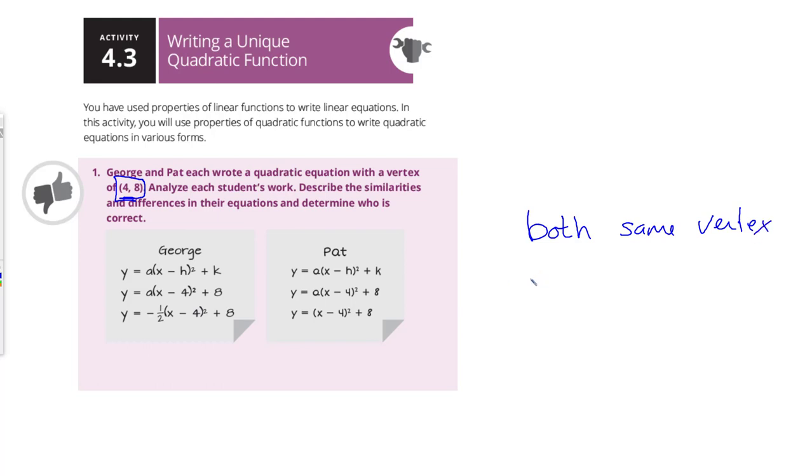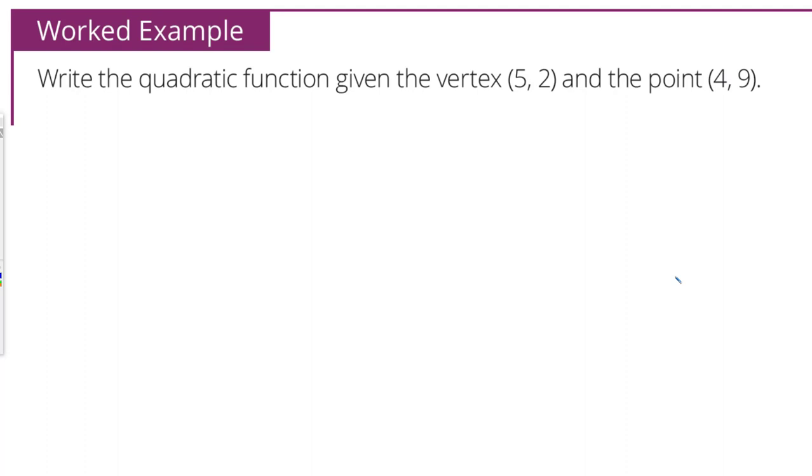They have different A's, and so they're not going to graph the exact same thing. So A for George is -1/2. That means it is opening upside down and it is a vertical compression on it. So it's going to be a little bit of a fatter graph on George's. Pat has a of 1, and so it's opening up and there's no stretch or compression on that.